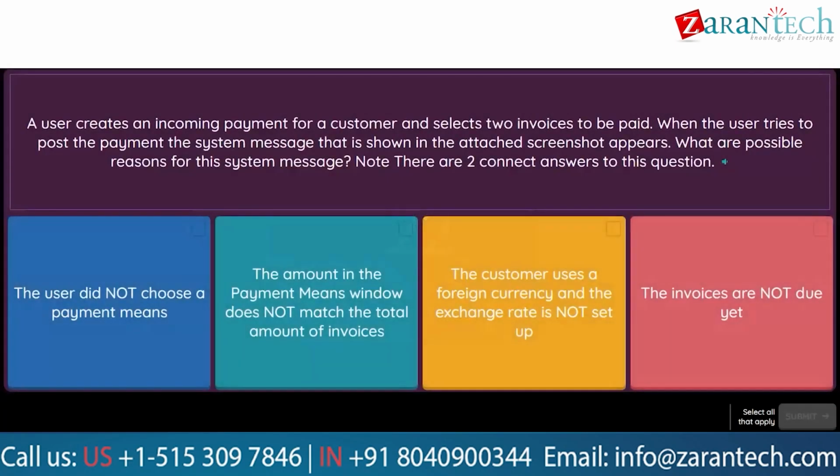Question: a user creates an incoming payment for a customer and selects 2 invoices to be paid. When the user tries to post the payment, the system message that is shown in the attached screenshot appears. What are possible reasons for this system message? Note, there are two correct answers to this question.